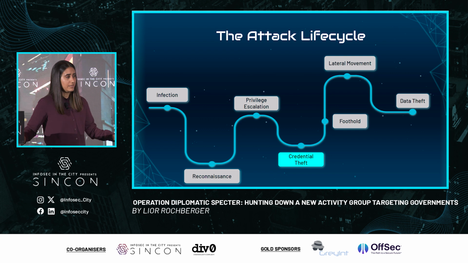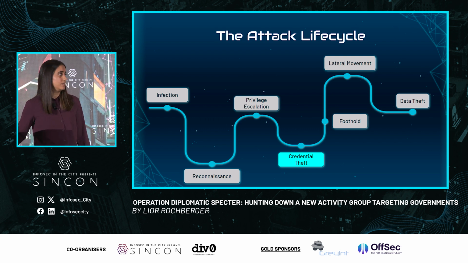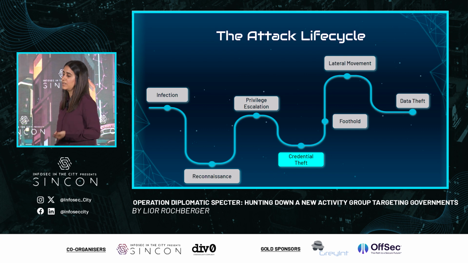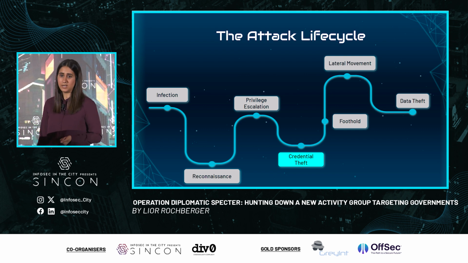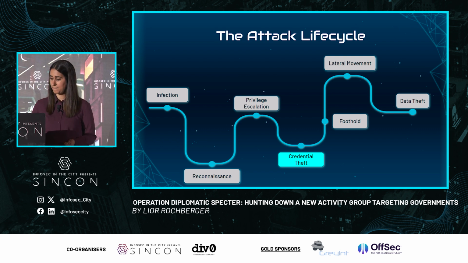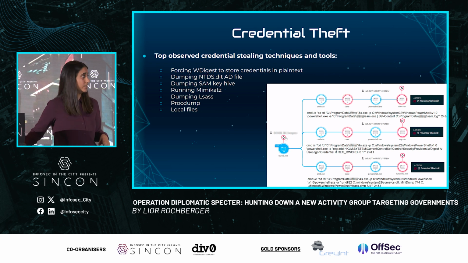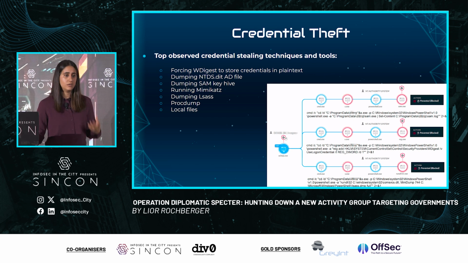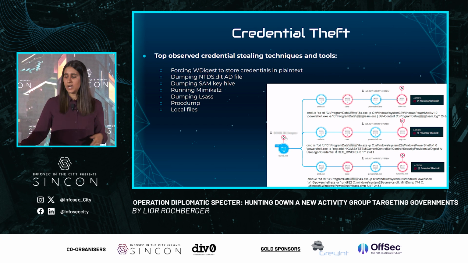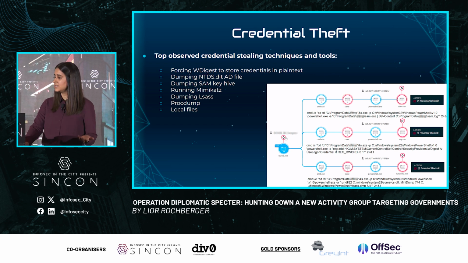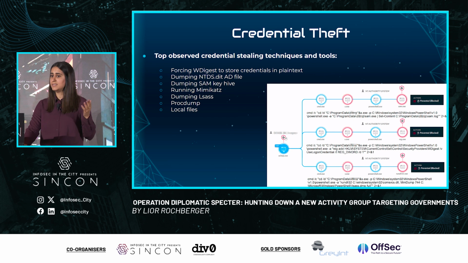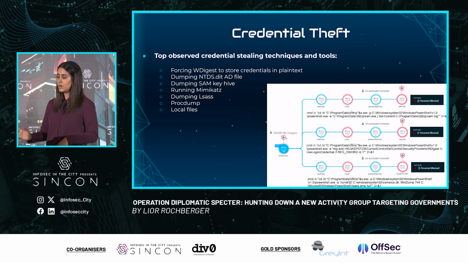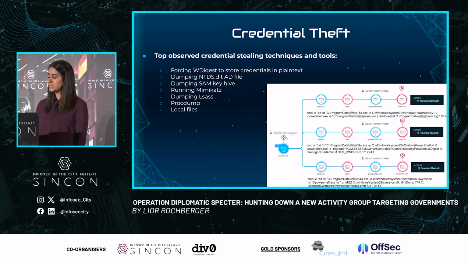And after failing to elevate their privileges, the threat actor shifted towards trying to harvest credentials, of course, in the hope of getting some sort of administrative account. And this phase was very interesting for us to observe. We saw that the threat actor really tried to use a lot of different tools and techniques. They tried to force WDigest to store credentials in clear text. They tried to dump the NTDS.dit file, the SAM and SYSTEM registry hives, the LSASS process. They used Mimikatz, procdump, and searched for locally stored passwords.